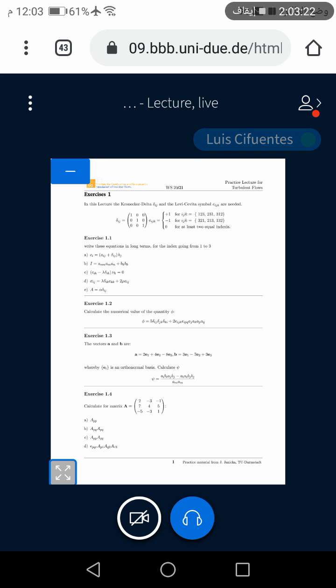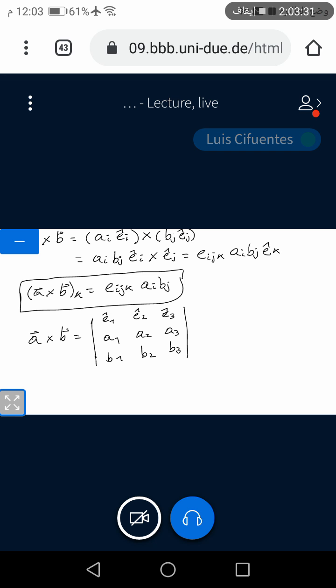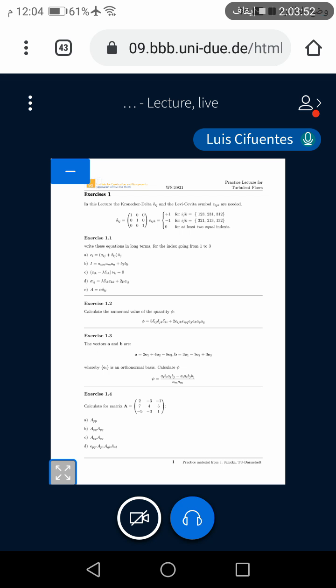So if you have a question until now, just let me know. If it's not the case, I will continue with the first exercise. I don't see anything in the chat. Okay, let's move on to the first exercise.